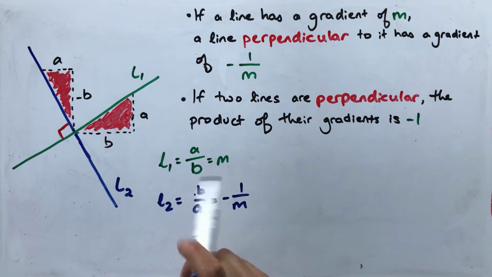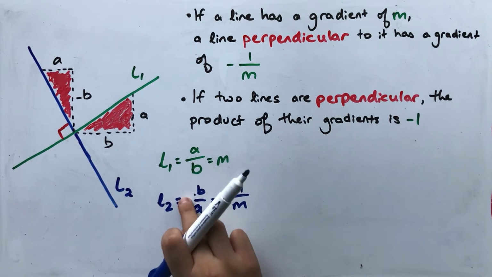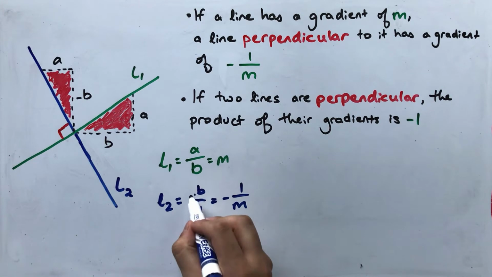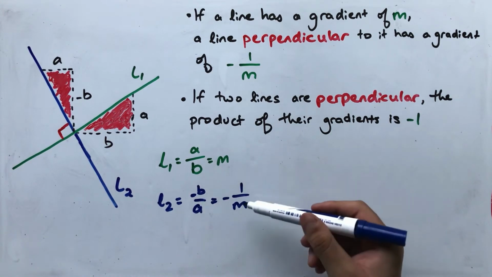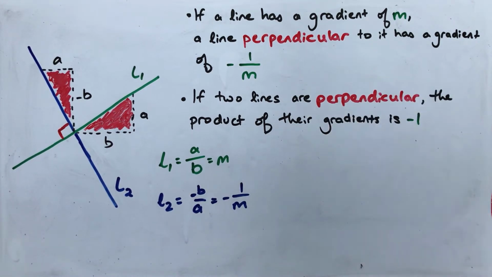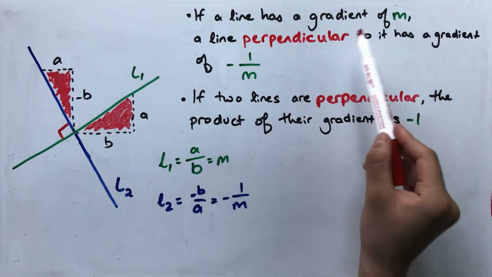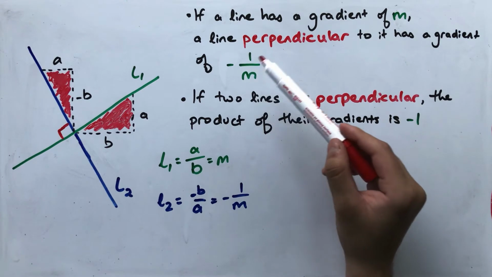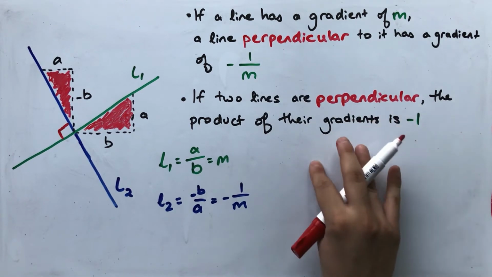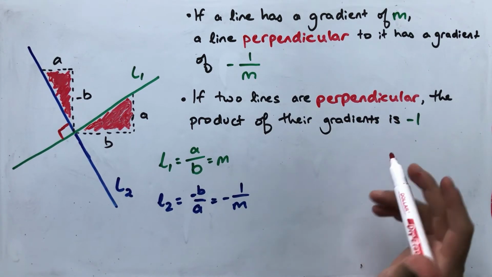It could be at the top or the bottom or here. It doesn't matter as long as you put it somewhere. So this brings us to our very first point of perpendicular lines. If a line has a gradient of m, a line perpendicular to it has a gradient of negative 1 over m. Now a great way to think about this is flip it and switch it.